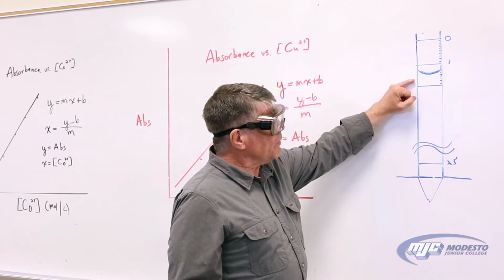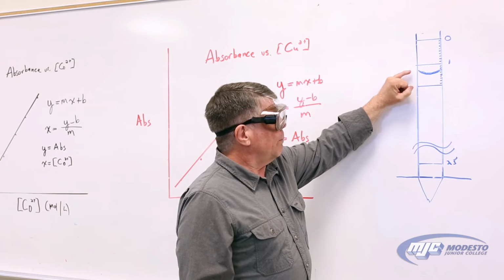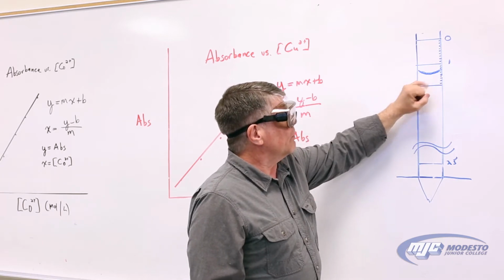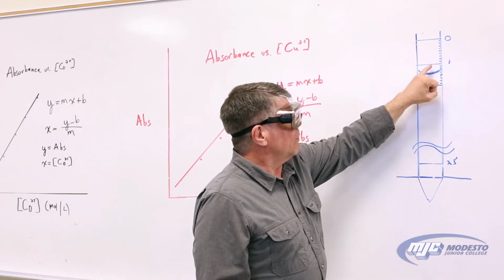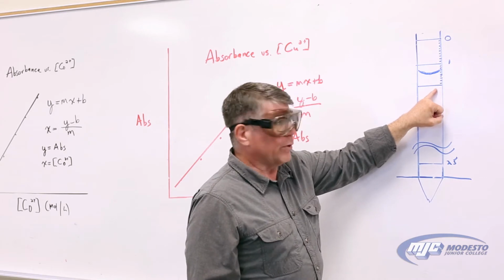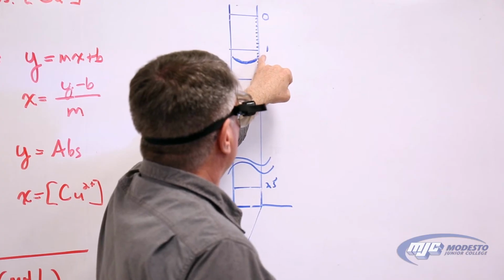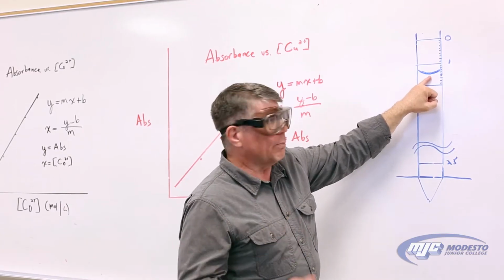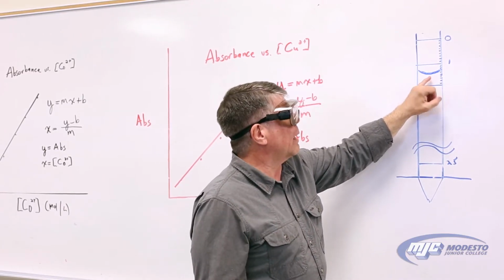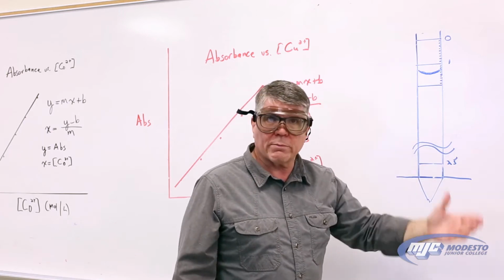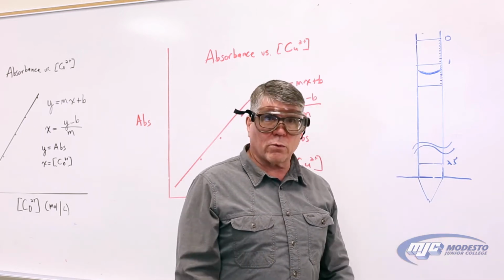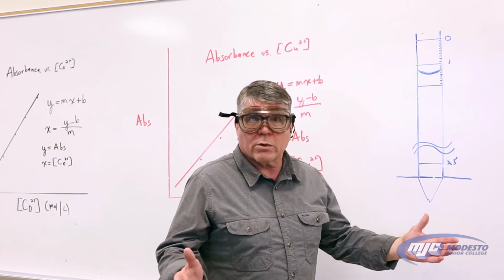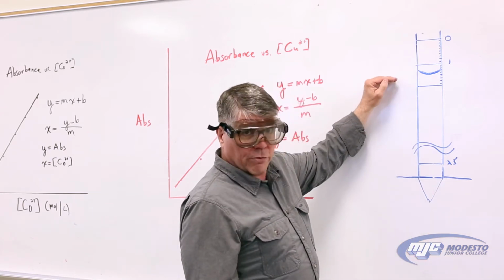So let's say this was our initial volume. We would read the bottom of the meniscus and we would say, all right, this is between 1 and 2 milliliters. 1.1, 2, 3, 4. So it's going to be 1.4 something. So you have to estimate that. I might call that 1.43 milliliters. If you called it 1.44, 1.45, I wouldn't argue with it. That will be our initial volume.